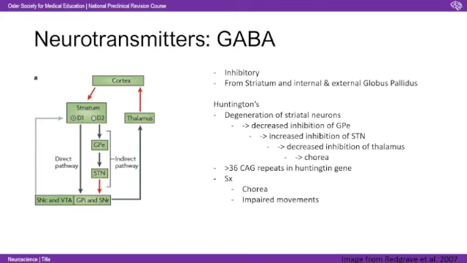So if you work your way down the little diagram, if you've not got striatal neurons, you've got decreased inhibition of the globus pallidus externus, and then that's going to conversely increase the inhibition of the STN, which then decreases the inhibition of the thalamus, which then means you're releasing these brakes on these motor pathways, and you end up with the jerky movements. That sounds quite complicated, but I think when you look at the diagram on the left, you can work your way through it quite logically.